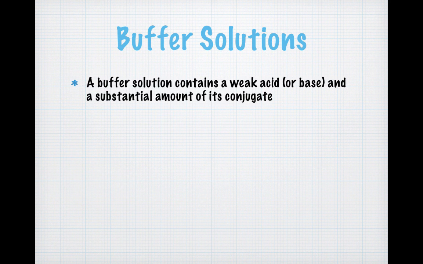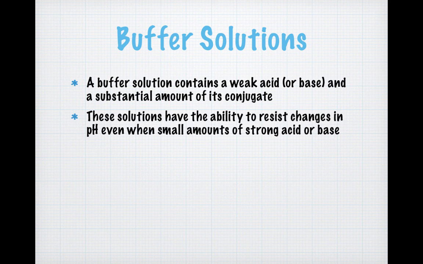So what we mentioned before is when we have some of that weak acid or a weak base and we add a substantial amount of its conjugate, we have something that is called a buffer solution. Now, what makes buffer solutions so special? Well, they have both an acid and a base present in that solution, and they don't neutralize each other because they're conjugates, and that gives these solutions the ability to resist changes in pH even when small amounts of strong acid or strong base are added.